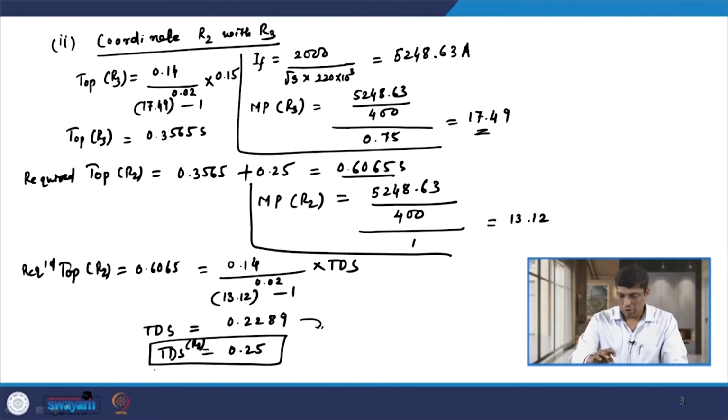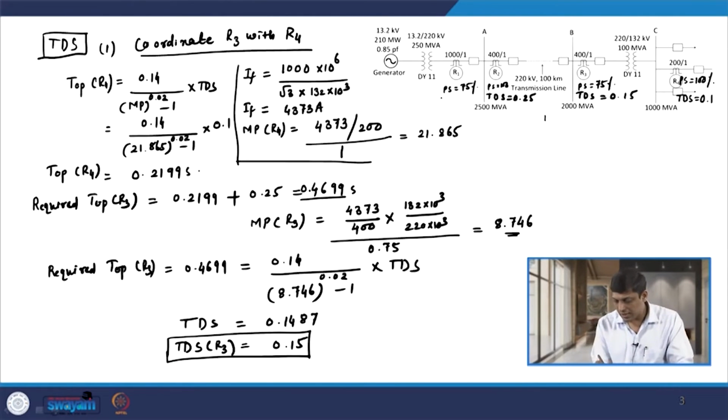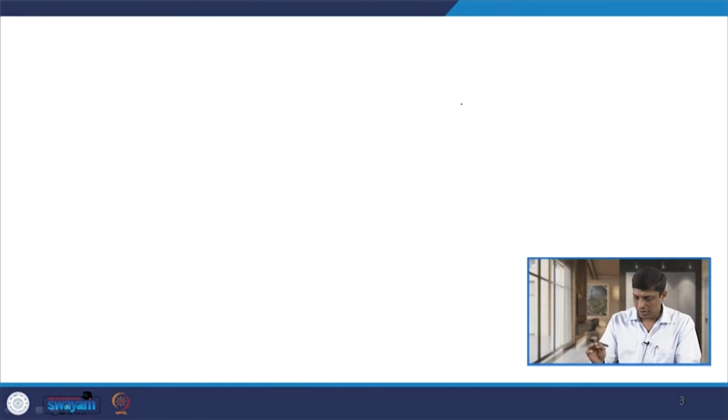If I go for the previous case, let us mark the TDS of R1, that is 0.3. In this example, we have calculated the plug settings of relays R3, R2, R1 based on the plug setting of R4, and later we have calculated the time dial settings of R1, R2, R3 based on the TDS value given for relay R4. So, this is all about this example.